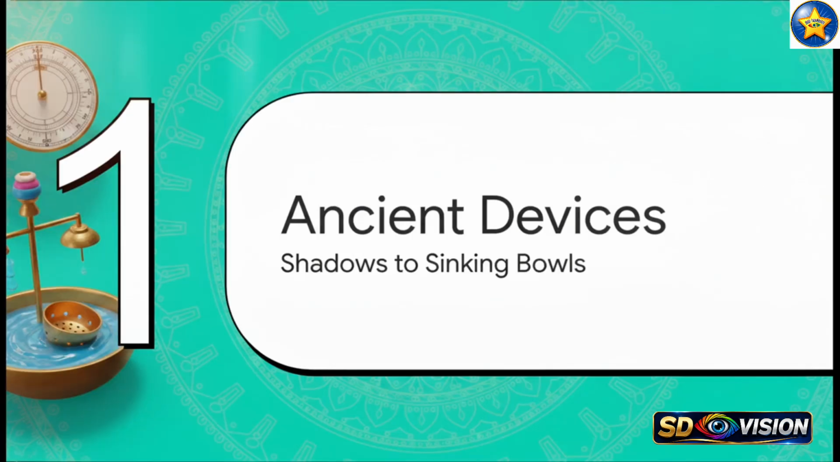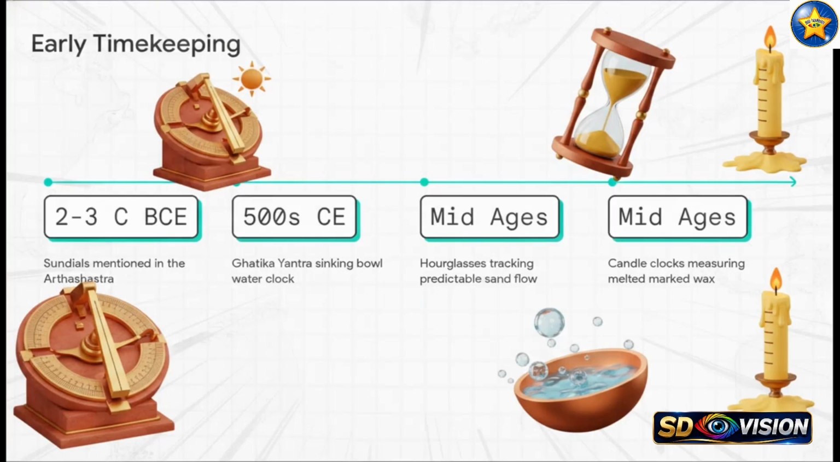All right, section 1, ancient devices of time, from shadows to sinking bowls. Let's see how our ancestors tackled this. Once people realized they needed to measure time within a single day, they came up with some seriously brilliant stuff. The Arthashastra actually mentions sundials way back in the 2nd and 3rd century BCE, basically tracking shadows as the sun moved. Then came the Gadika yantra, or sinking bowl water clock, in the 5th century CE. In the Middle Ages, we saw hourglasses tracking falling sand, and even candle clocks where melting wax hit specific marks. Though, a strong gust of wind could totally ruin your schedule for the day with that one.